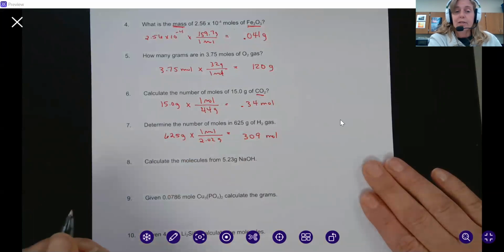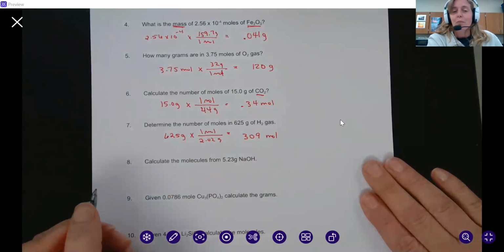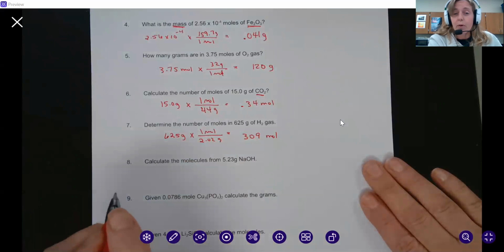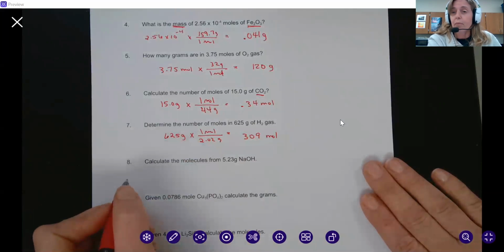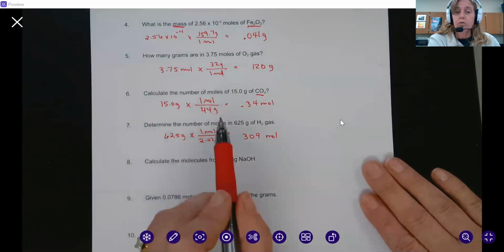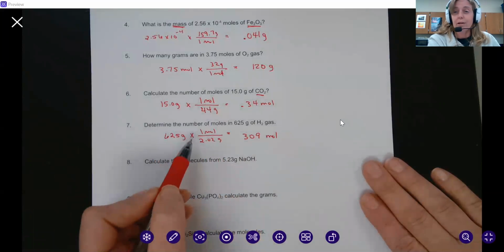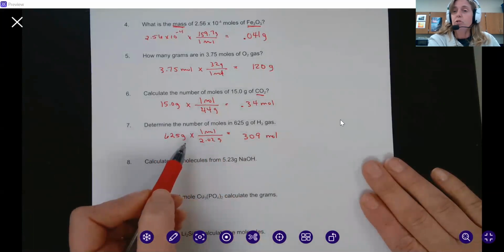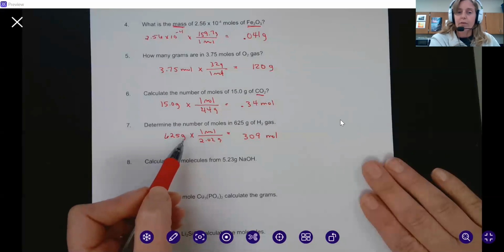Okay, now this next one's a little tricky. So we have to get, it says molecules, not moles. So in this one, it's a 2-step problem. We have to go from grams to moles, which we just did in number 7, and then we have to go from moles to particles. Okay, so this is going to involve the constant.